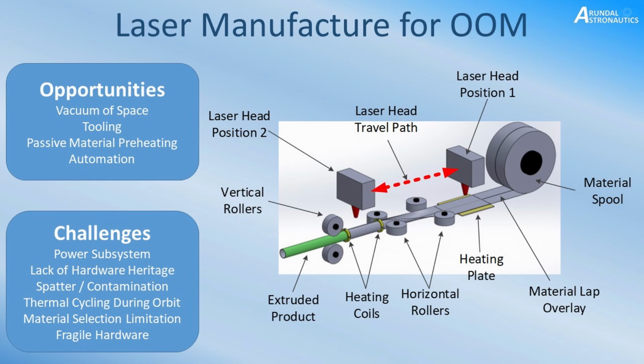One opportunity we looked at was the potential for passive material preheating, as in, let's say, use the sun to heat up our material so that less energy is required, and therefore supports the laser processes. However, thermal cycling during orbit is a problem, especially if you imagine a low Earth orbit where a satellite would go from a day and then night cycle during its orbit quite rapidly.